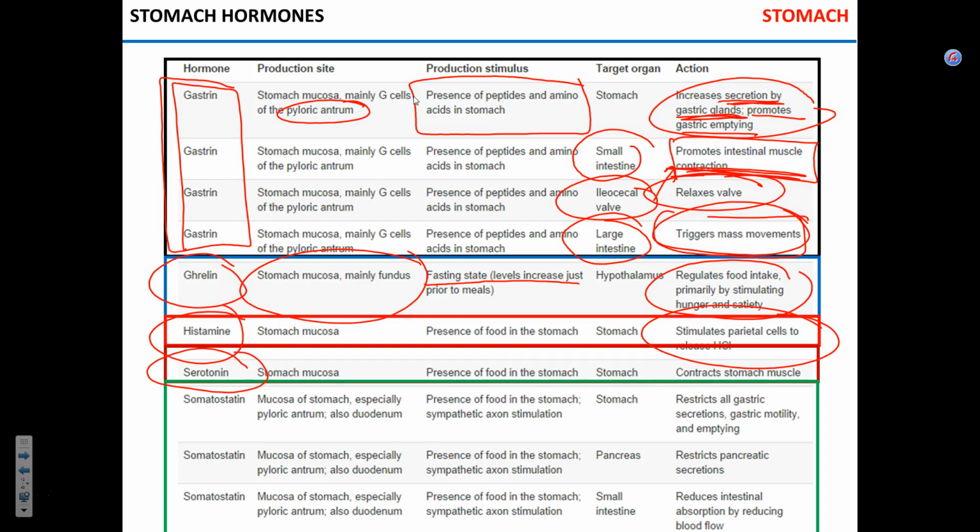Serotonin leads to the contraction of the smooth muscles of the stomach. So far you can see, except for ghrelin, gastrin, serotonin, and histamine all participate in increased stomach activity. Does that make sense?